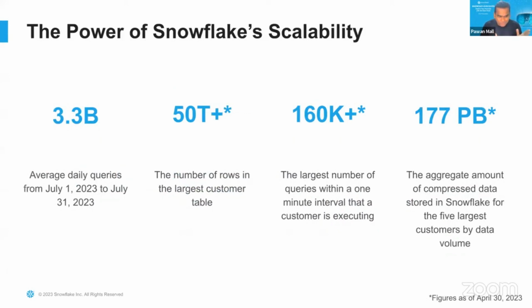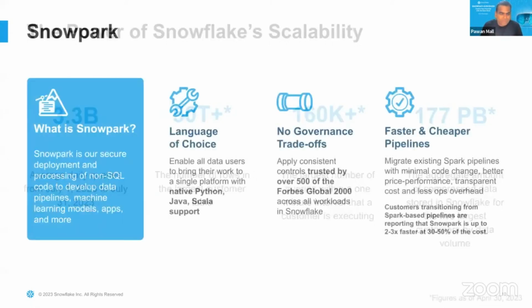These are some of the numbers. In July, people running on Snowflake ran about 3.3 billion queries. The largest table on Snowflake is about 50 trillion rows. In one minute, the largest number of queries run by one customer is 160,000 queries. And 177 petabytes of data is stored by the five largest customers of Snowflake. So this is the kind of scale we are talking about when we talk about Snowflake as a platform.